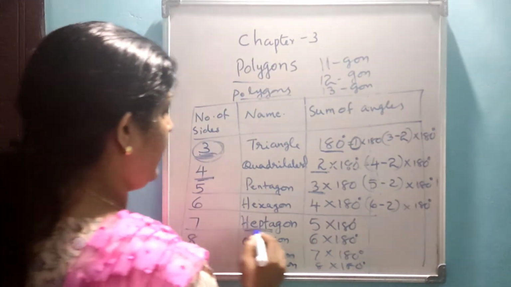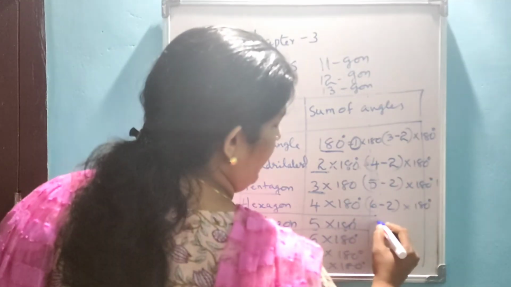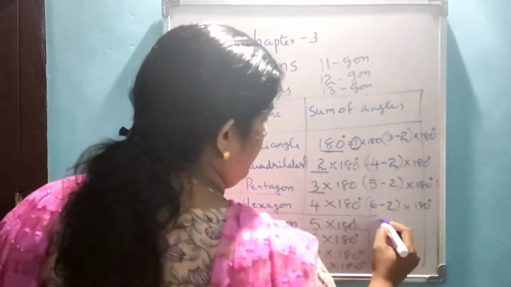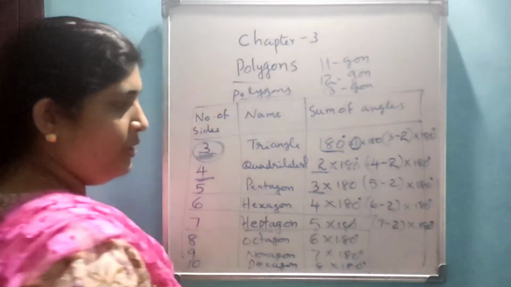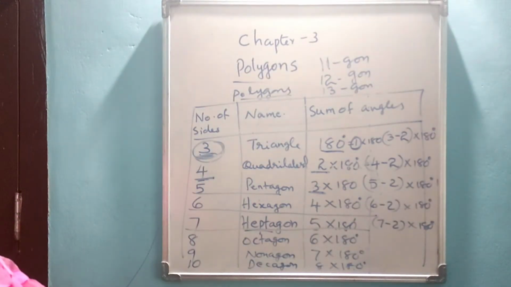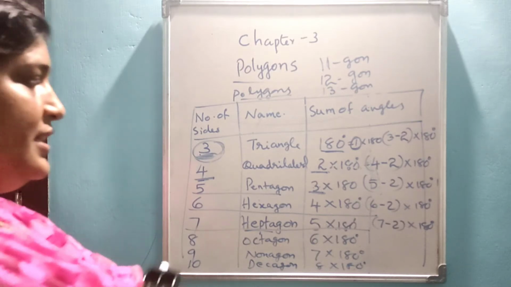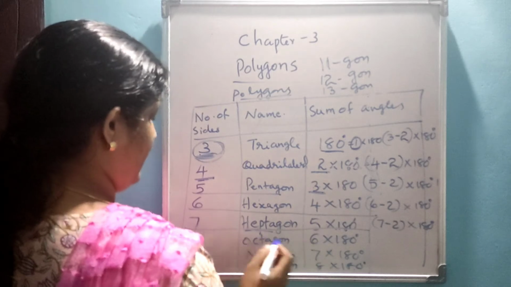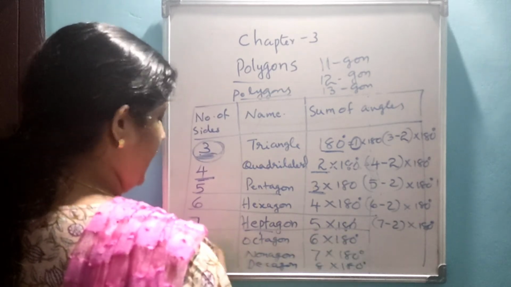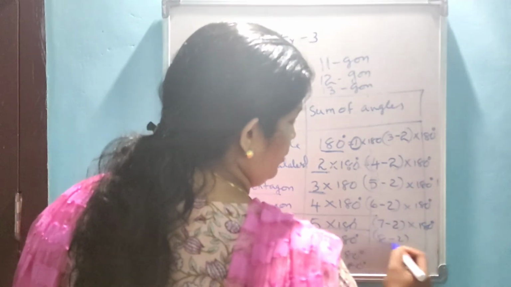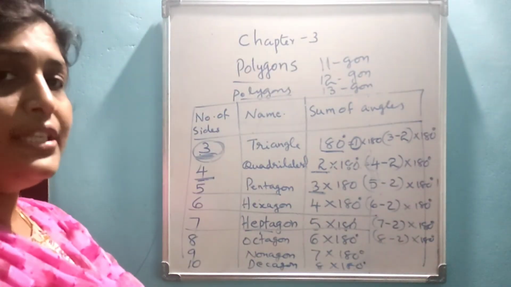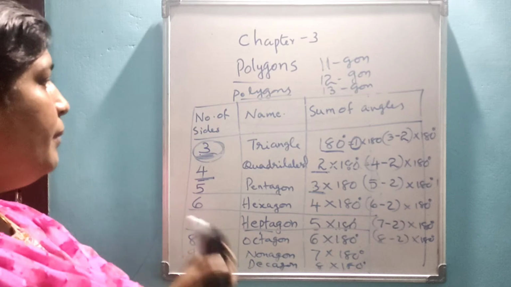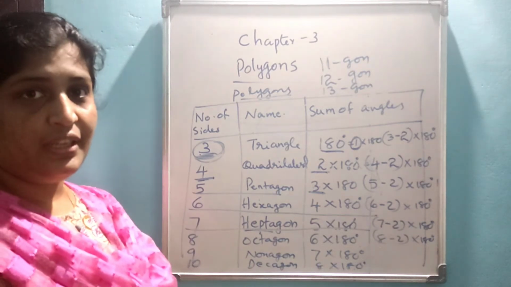Okay, next is heptagon, that is 5 into 180. 5 into 180 is equal to 7 minus 2 into 180. Next is octagon. Octagon, it is 6 into 180, that is equal to 8 minus 2 into 180. So what is the relation between the sum of angles and number of sides of polygons?